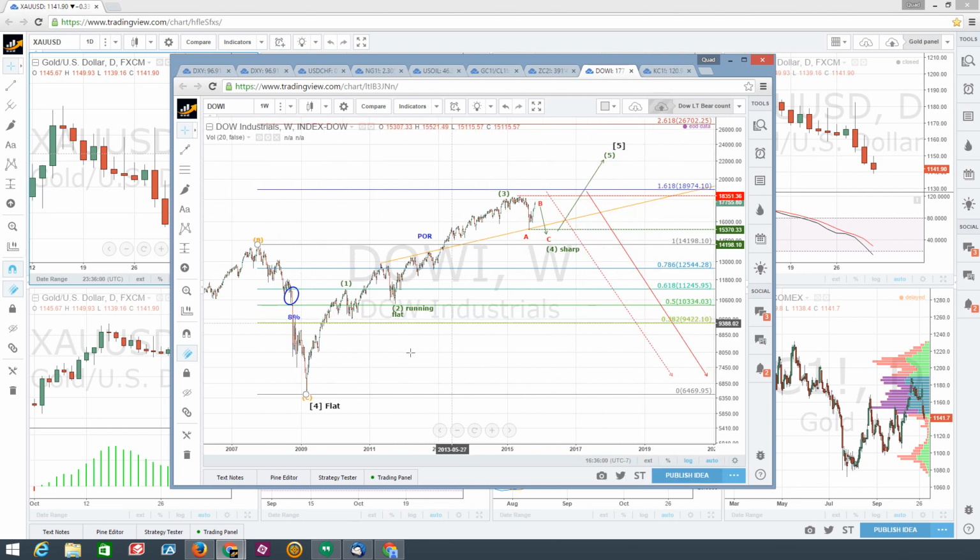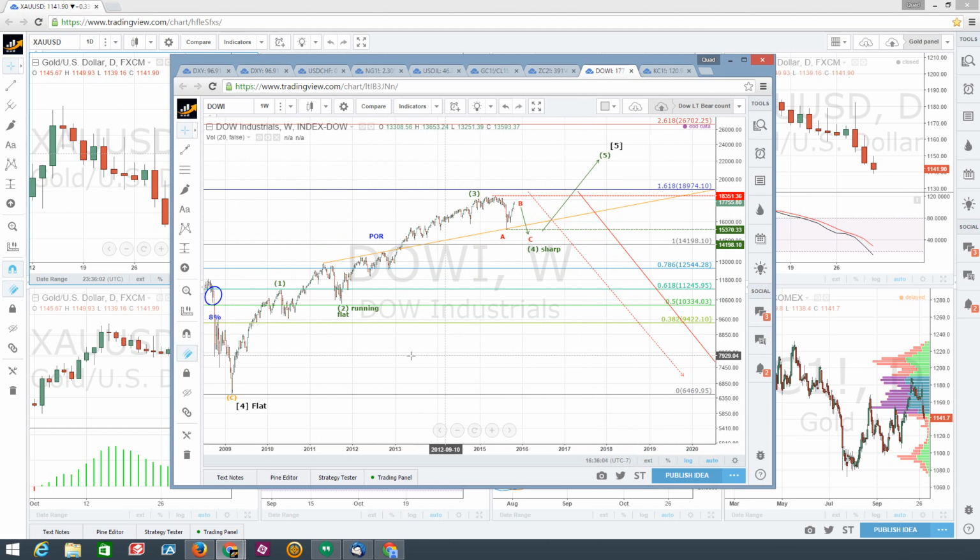And we'll zoom in on this count a little bit further here. The way I see it is we got wave 1 up, and we got an A, B, C down for a running flat for wave 2. We got wave 3 up here completed, right here into an ending diagonal, and now we're working on a wave 4 sharp, if wave 4 is going to alternate with a flat wave 2.